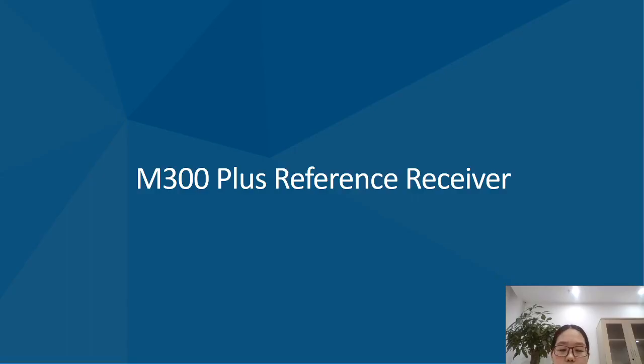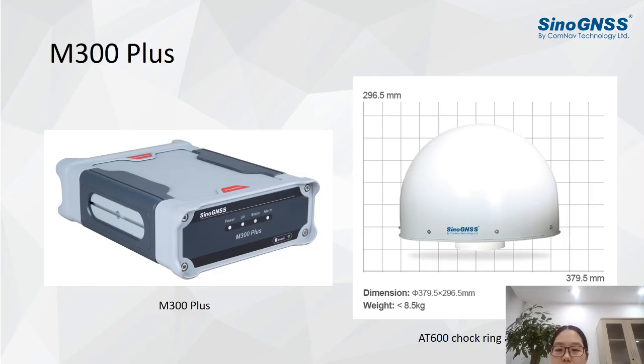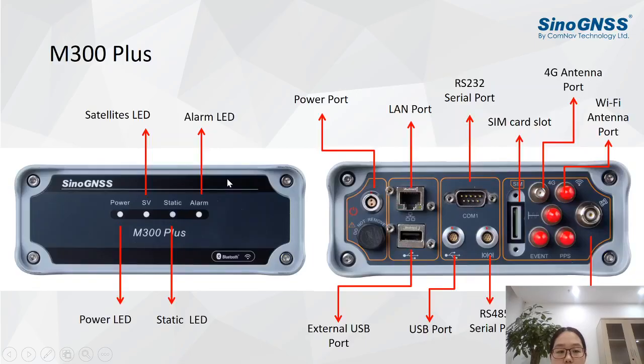And next, I will introduce one of our reference receivers, M300 Plus. We can see the appearance of M300 Plus. M300 Plus is designed to work as a reference station, and we also provide the AT60 choke-ring antenna to work together with the M300 Plus receiver. This is the connectors and the front panel appearance.